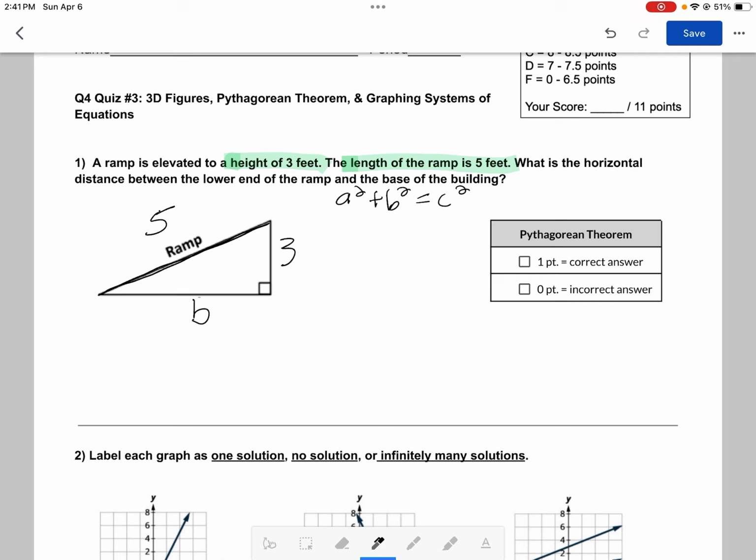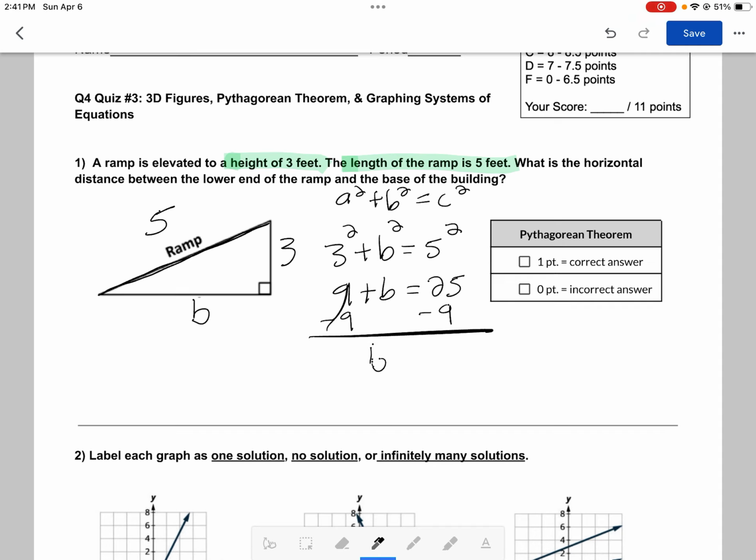So I'm going to plug in a, which is 3 squared. So 3 squared plus, I don't know what b is, so b squared equals my c squared, which is 5 squared. 3 squared is 9 plus b squared equals 5 squared, which is 25. I need to subtract 9 on both sides of my equation to get that b by itself. When I subtract 9 from 25, I get 16. So I have b squared equals 16.